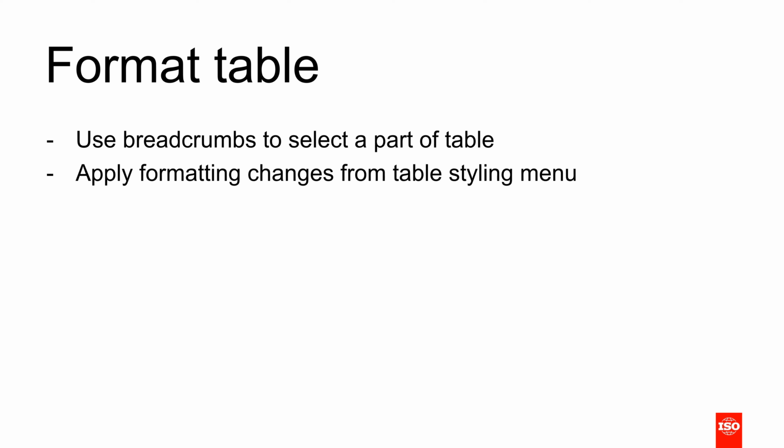It is possible to format tables in the OSD platform as per the built-in editorial rules. You can use the table breadcrumbs to select a particular part of the table, such as a row, column, or cell, and then from the table styling menu, apply different formatting such as add a line weight to the border, center align the text, or add a different background color, for instance.